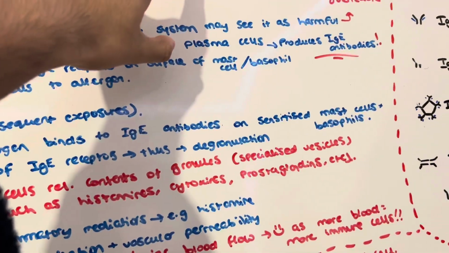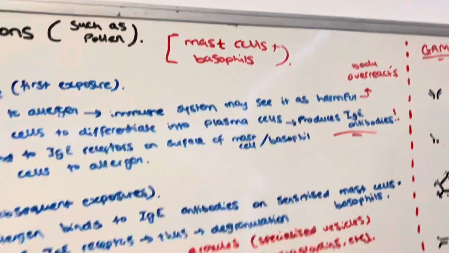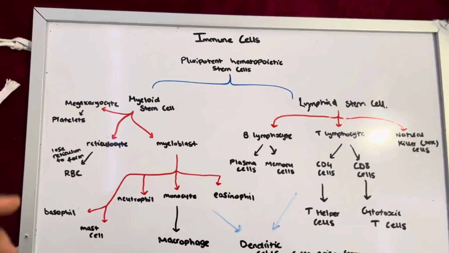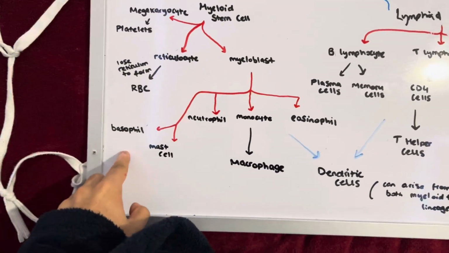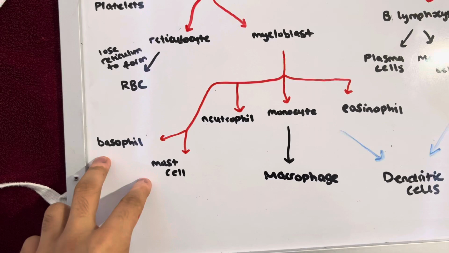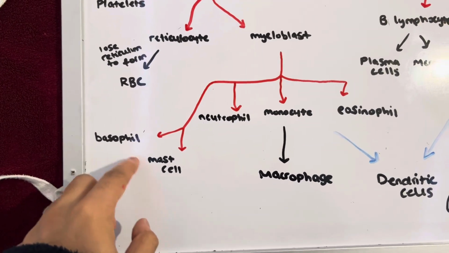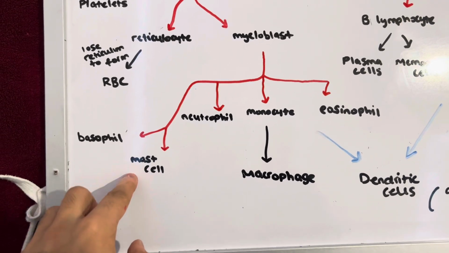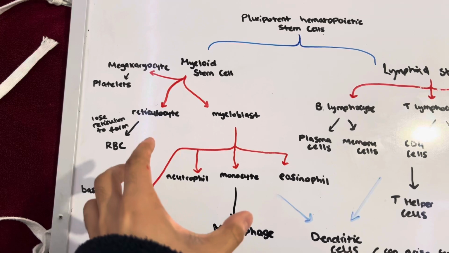These are involving our mast cells or our basophils. Let's come back to here so we can link everything back together. In terms of our immune cells, our mast cells and basophils, like I said before, are similar. The basophils, however, are found in the blood. Mast cells are found fixed in tissues, and these are down the myeloid lineage.